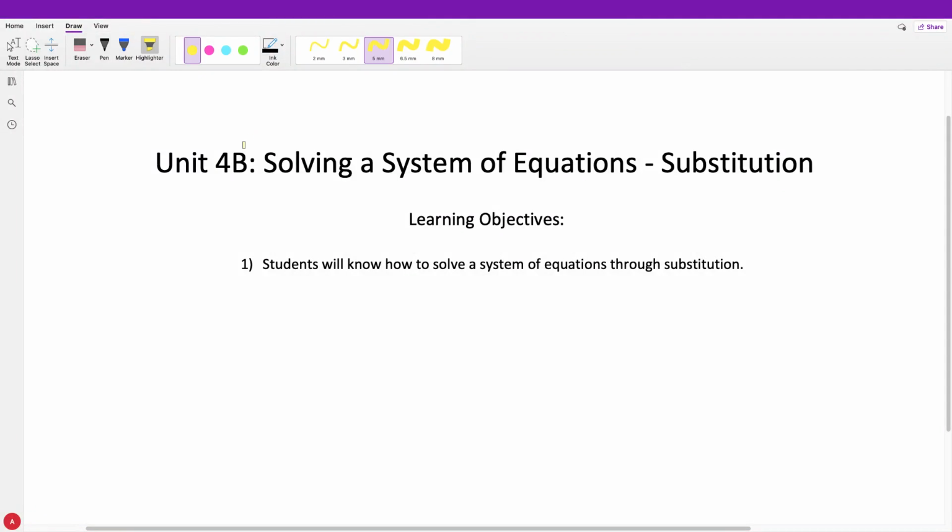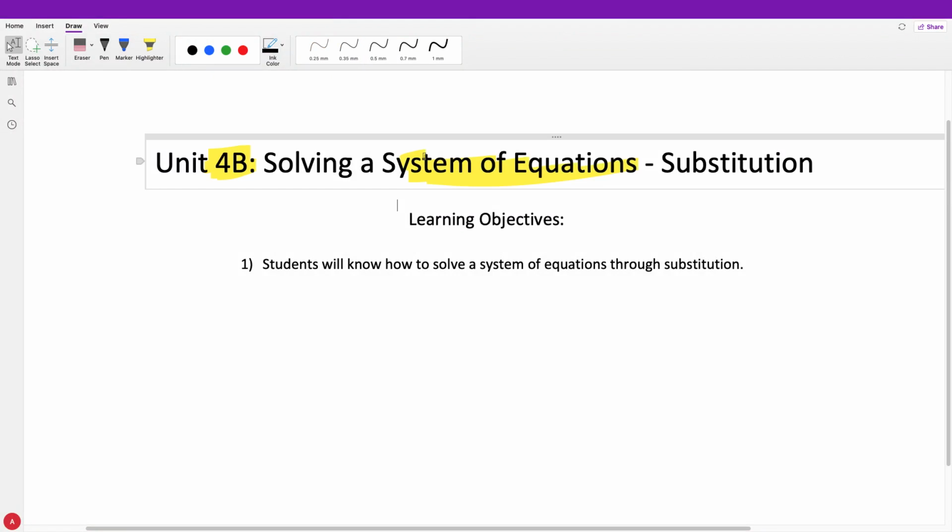So we're now going to be moving on to the next section. That's going to be section 4B. And what we're going to do now is continue learning about systems of equations. We've already learned what they are and how we can solve them graphically. Now we're going to learn a few methods to solve them algebraically.